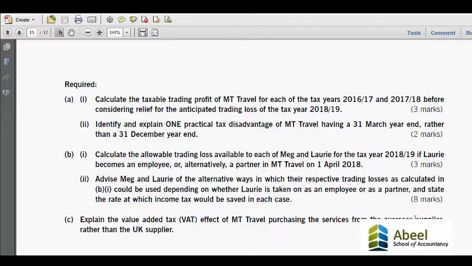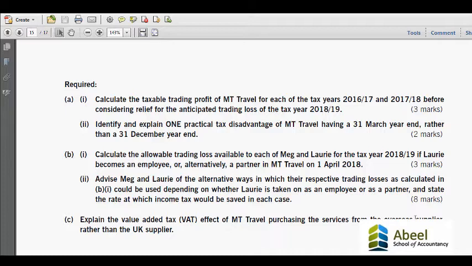Requirement B1: calculate allowable trading losses available to each of Meg and Laurie for the tax year 18-19, if Laurie becomes an employee or alternatively a partner in MT Travel on 1st April 18. We just need to calculate the allowable trading loss available to each of Meg and Laurie for the tax year 18-19.